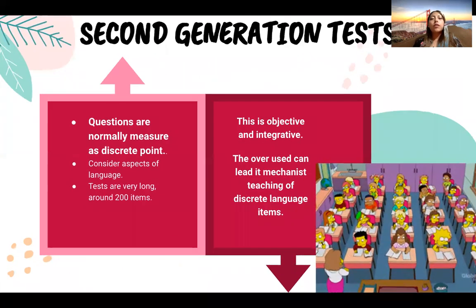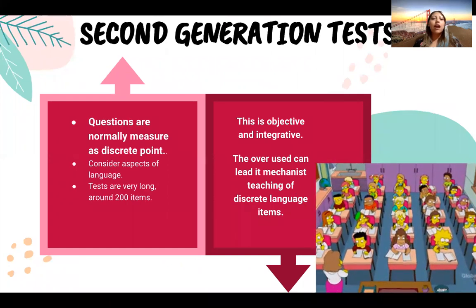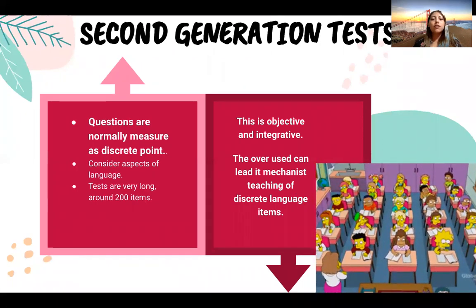When we talk about second generation tests, the questions are normally measured as discrete points, considering aspects of language, but the tests are very, very long, around 200 items, so you can imagine the time. This is objective and interrogative. The overuse can lead to learning mechanics and teaching of discrete language items.